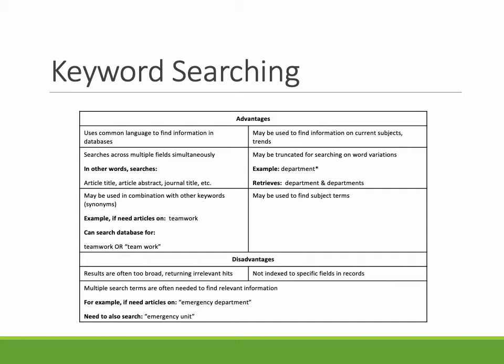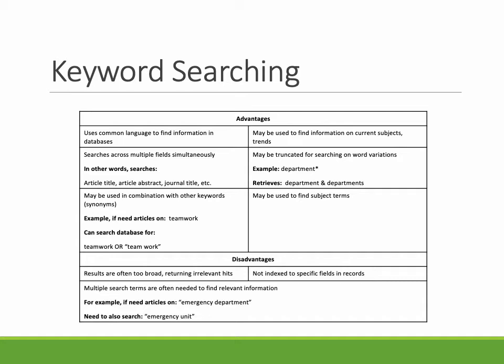Some disadvantages could be that sometimes your results may be too broad. You may get some irrelevant results because it depends on how that particular word is used in context. So just because you're putting that word in, it depends on how they're using it. It's not indexed to specific fields. If you don't tell it to look for that word only in the title or only in the abstract, then it's going to just pull in everywhere. So that could also contribute to you getting some irrelevant results.